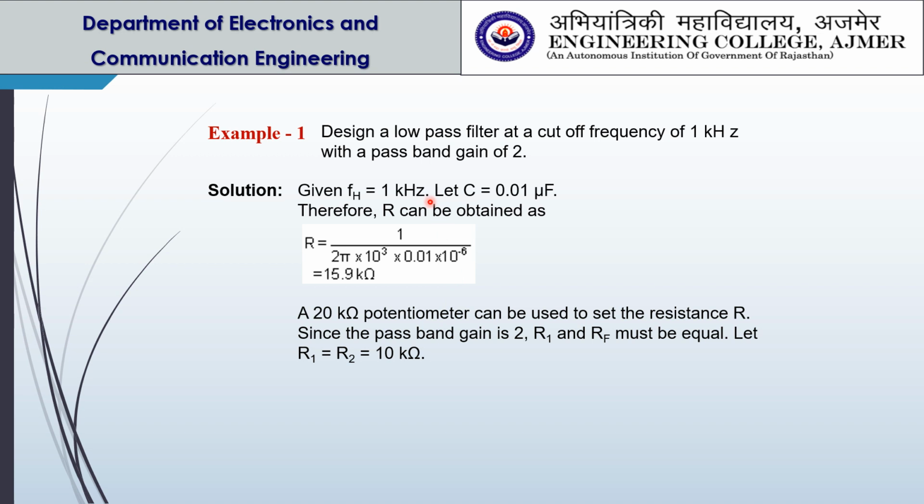Also the pass band gain is given 2. So in the formula AF equal to 1 plus RF by R1, if we put RF equal to R1 and suppose they are 10 kilo ohm, then the pass band gain comes AF equal to 1 plus 10 by 10, means 2. So the design parameters are R is 15.9 kilo ohm and R1 and RF equal to 10 kilo ohm.